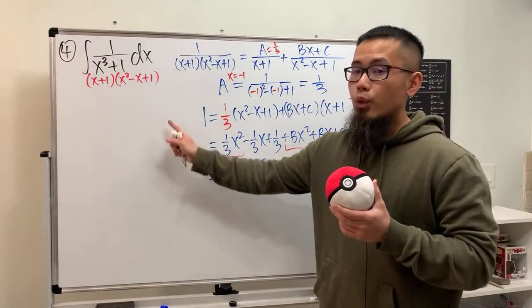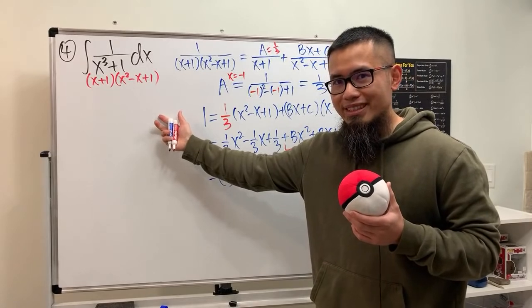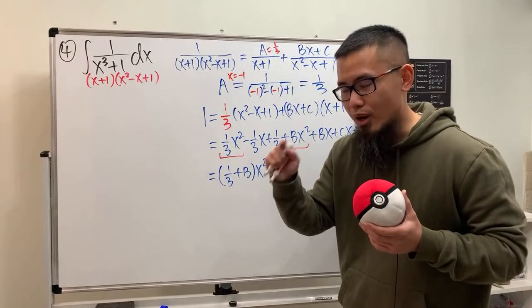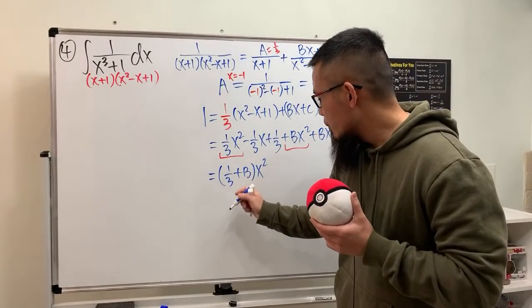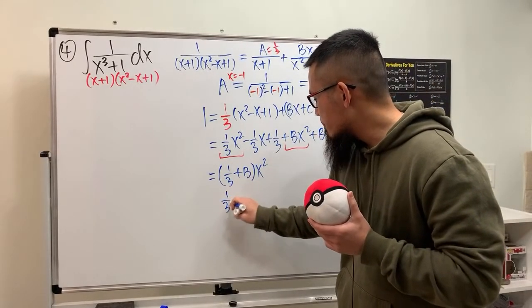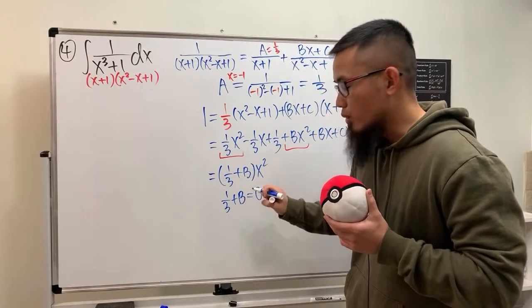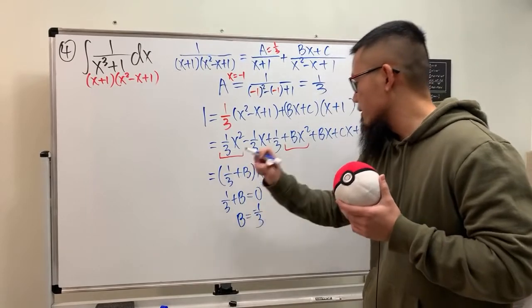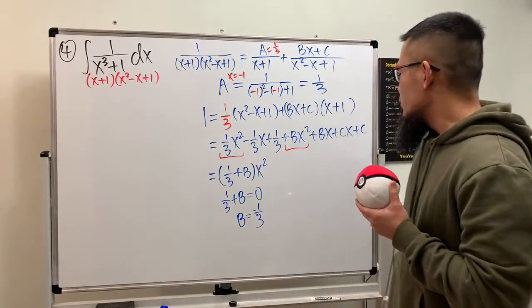But on the left-hand side, we don't have any x squared term. So what does that mean? That means this guy has to be equal to 0. So right here, we know that 1/3 plus B has to be equal to 0. Thus, we know B is equal to negative 1/3. Pretty good. And then we just have to find out C.